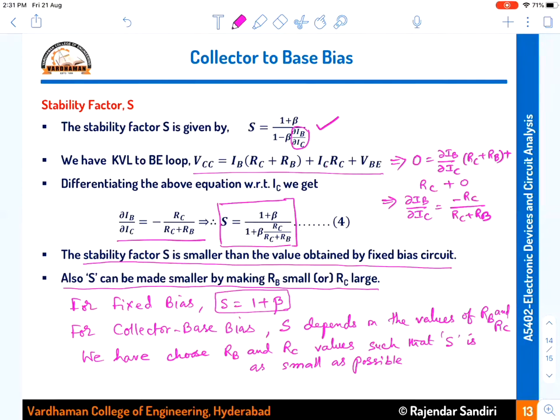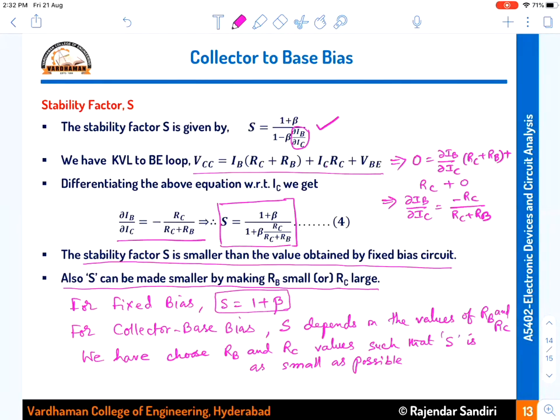Either you can choose a very small RB value or a very large RC value, so that this fraction becomes very close to 0, or as small as possible. That is the conclusion for the collector to base bias. Fixed bias does not depend on the resistor values, only on the beta value, and that beta value is definitely high, between 20 and 200. Therefore the stability factor is high.